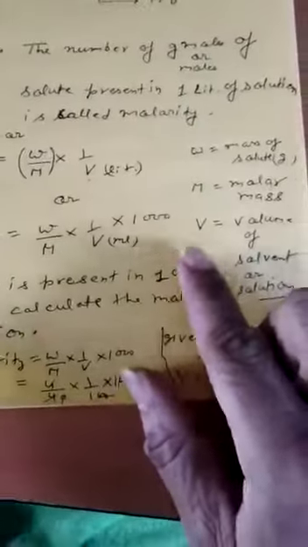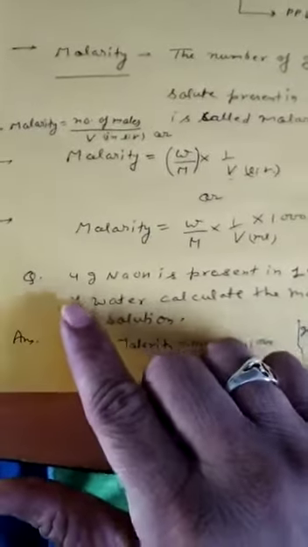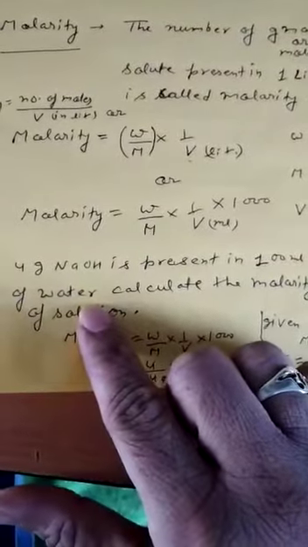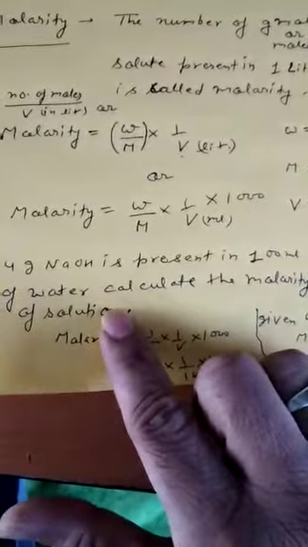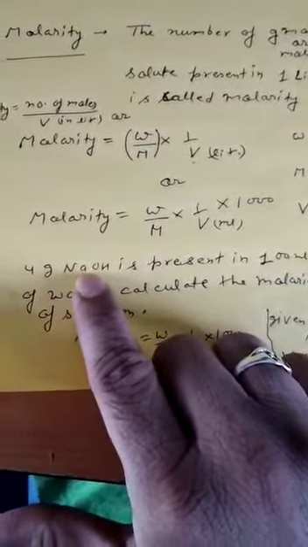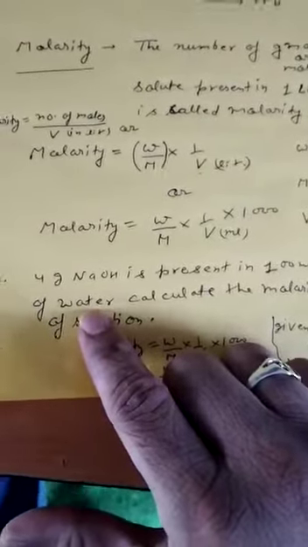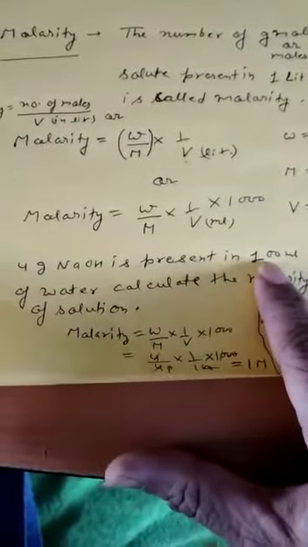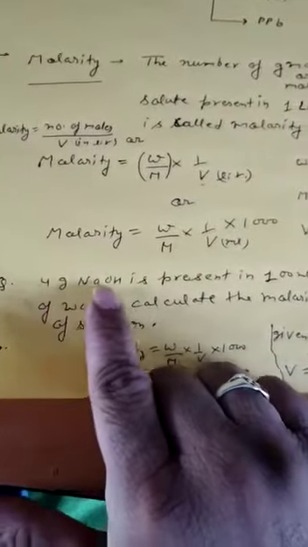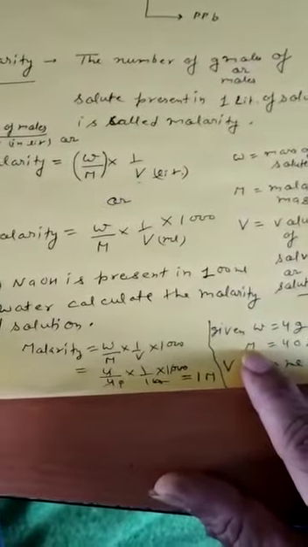So we can understand one simple numerical. The question is, 4 gram NaOH is present in 100 ml of water. Calculate the molarity of solution. By this numerical you can understand here NaOH is solute and water is solvent, and the volume of solvent or solution is same, that is 100 ml. So here volume V is 100 ml and the mass of solute, NaOH, W is equal to 4 gram, and the molar mass of NaOH is 40 gram per mole.